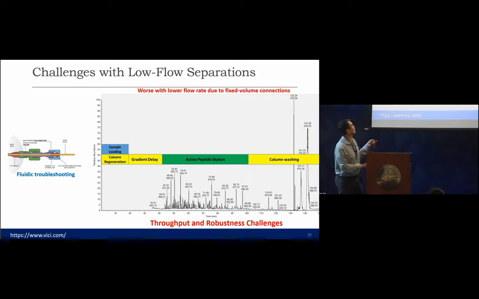Another way we're looking at improving throughput for these low flow separations, or at least to show the problem we currently run into, is that active peptide elution is just one portion of the overall LC cycle, right? We need to regenerate the column. There may be a gradient delay. Then we actively elute peptides. Then we need to wash these hydrophobic species out, like DDM, for example. And so this can cause a challenge in terms of throughput.